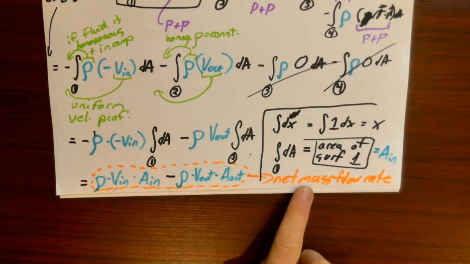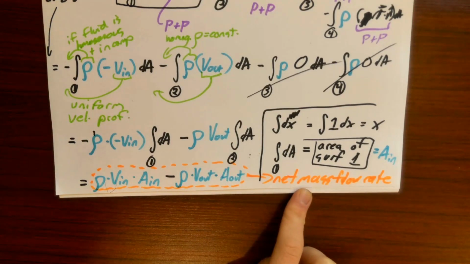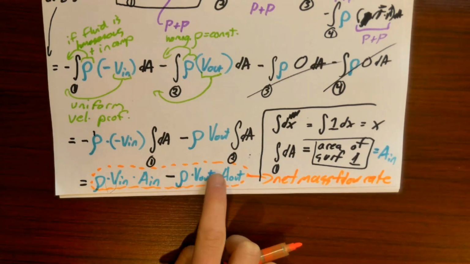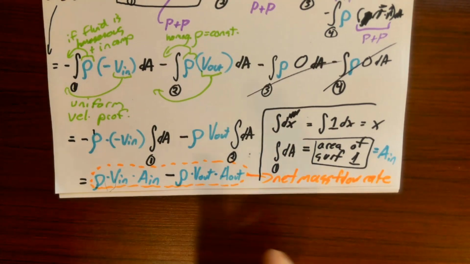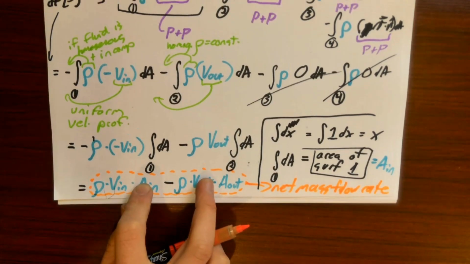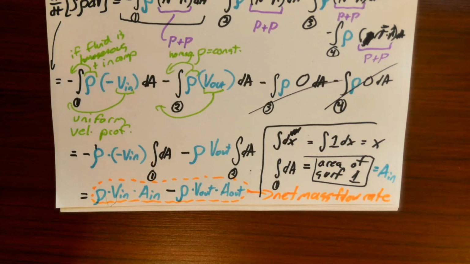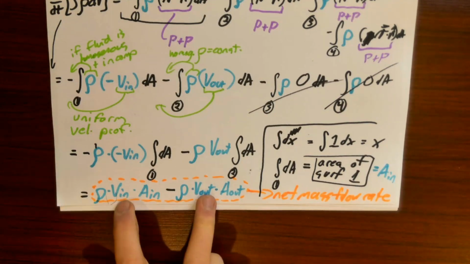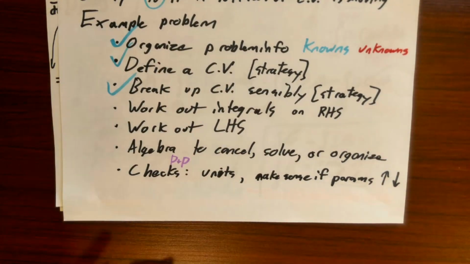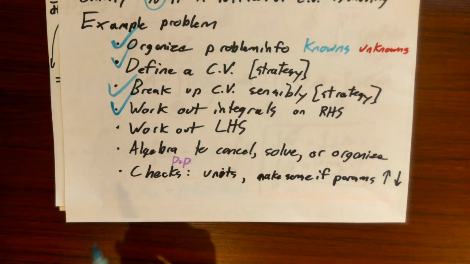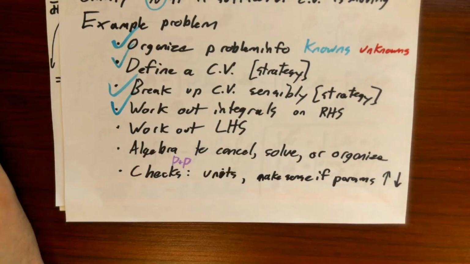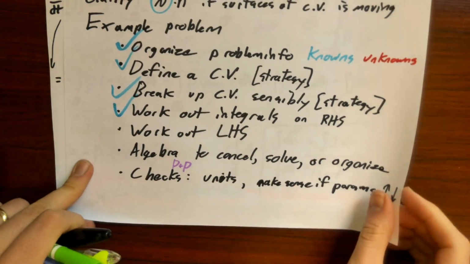This is essentially the net mass flow rate into our control volume, right? And you can see, if we have more mass in than mass out, it's going to result in an imbalance that's accounted for by more mass accumulating in our control volume. So what do we need to do now? Well, I would say we've successfully worked out the integrals on the right-hand side. Great. Now we need to work out the left-hand side. So stay tuned. Let's work out the left-hand side.